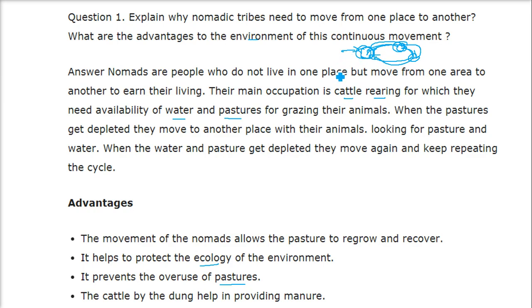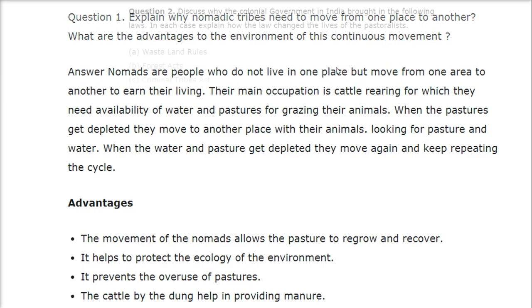The cattle produce dung. So this is an important manure, or you can say a kind of fertility enhancing stuff for the land, for the agricultural land, for the pasture land.